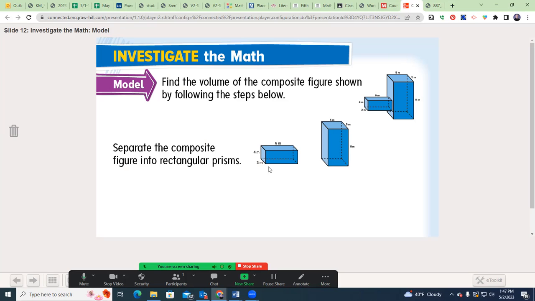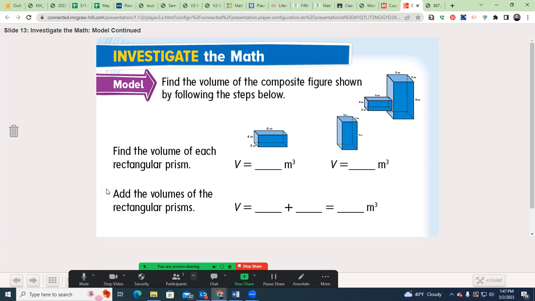So we have 3, 4, and 6. And that's going to give us 72. Over here we have 5 times 5 times 11, which is going to be 25 times 11. And that math comes out to 275. Add it to the 72. Well, I kind of got ahead of this here. But you can see the formula. So the volume in here, and then add them together. So 72 and 275, 347 meters cubed.